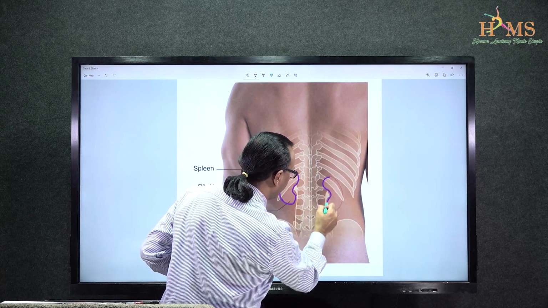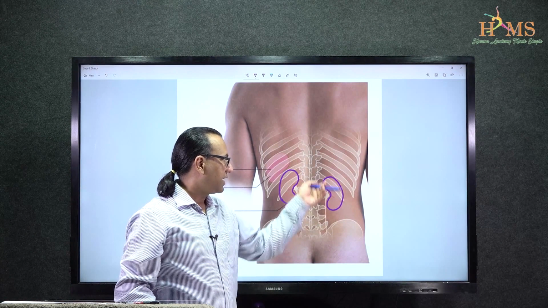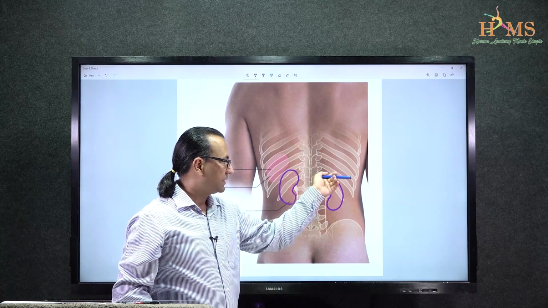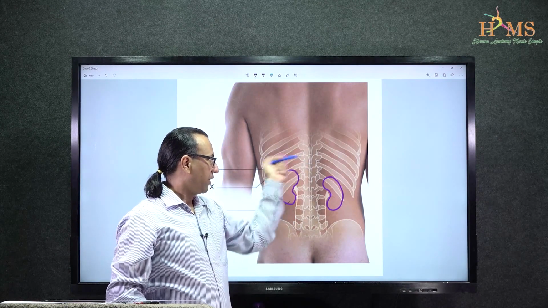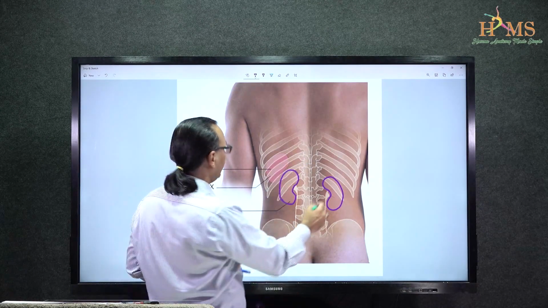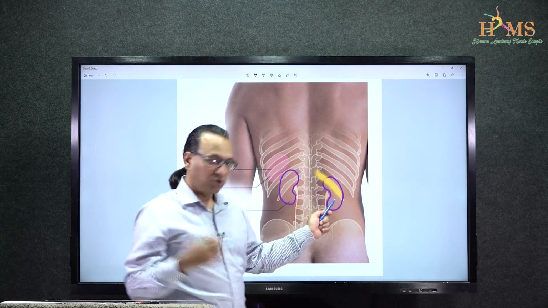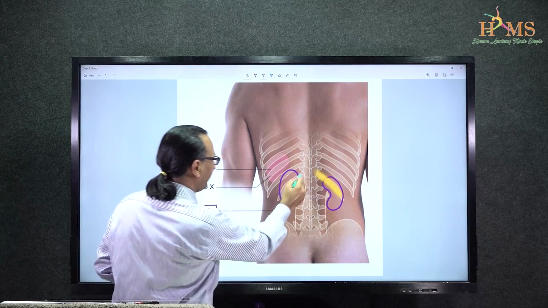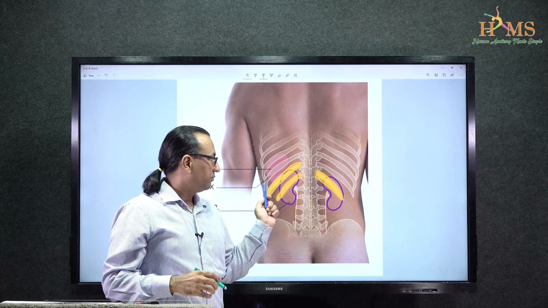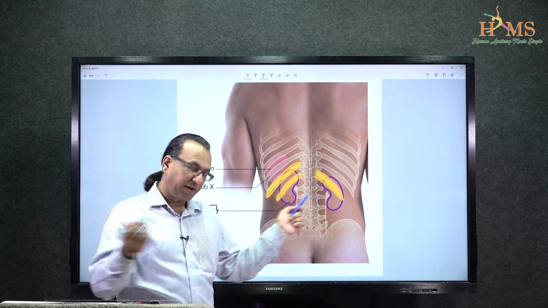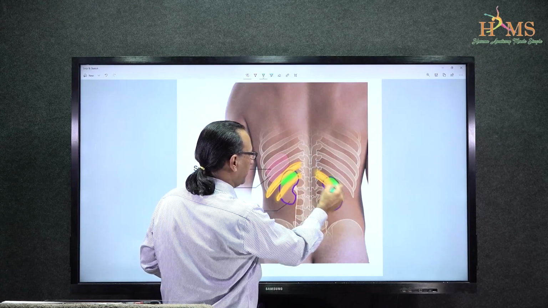We have mentioned earlier that during development, the right kidney could not ascend higher because of the liver present here, whereas the left kidney could ascend because the stomach was located there. And that is why we find that the right kidney is related only with the 12th rib, whereas the left kidney relates with the 12th rib as well as the 11th rib. And both of them are related to the diaphragm, which is taking its origin from the lower ribs.